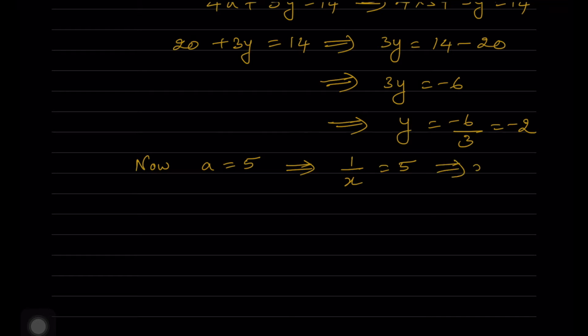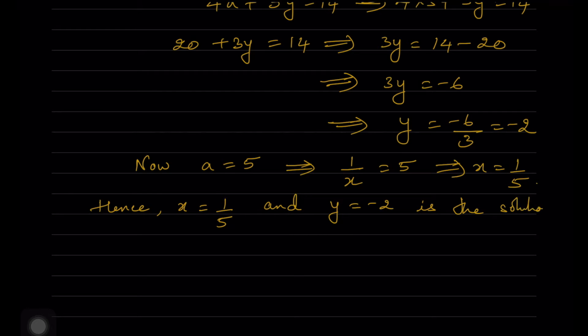So therefore we are having a is equal to 5, which implies 1 by x is equal to 5, which implies x is equal to 1 by 5. So the solution is x is equal to 1 by 5 and y is equal to minus 2 of the given pair of linear equations.